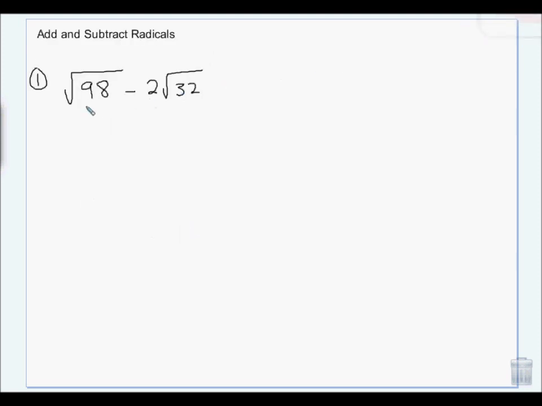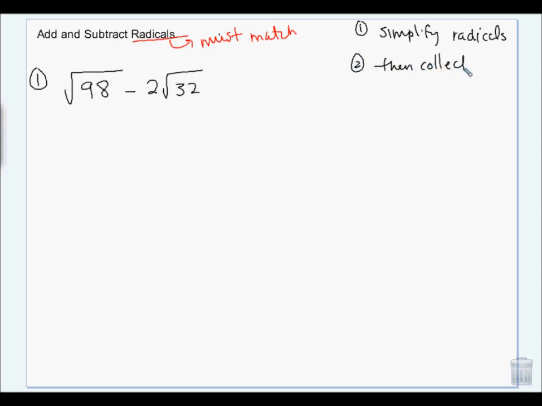When you're adding and subtracting, you treat the radicals like a variable, so they need to match. So the radicals have to match. So the first thing we have to do is simplify them. And then you would collect like terms. So any radicals that matched, you would add them together or subtract them.